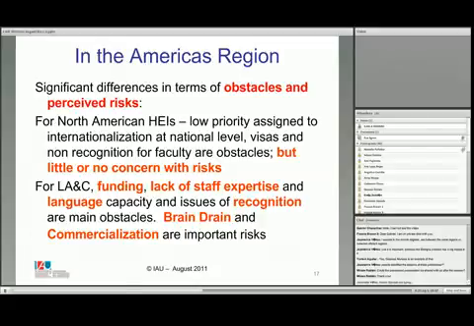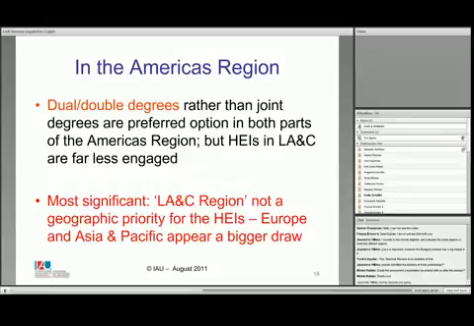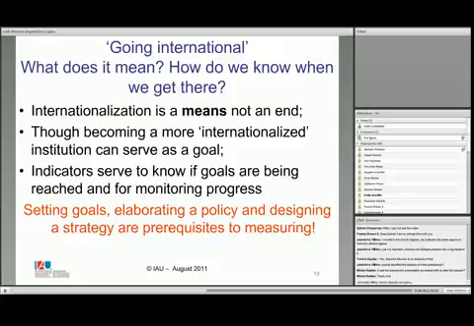Brain drain and commercialization were noted by Latin American institutions as major risks. Finally, as I said, dual and double degrees are the preferred option in both parts of the Americas region, both in North America and Latin America and Caribbean, but they don't seem to be a top priority area for development in Latin America yet. And finally, the geographic priorities identified. I think this is something to note and be aware of as internationalization develops around the world. It seems that Europe and Asia Pacific appear a much more attractive set of institutions than Latin America and the Caribbean.